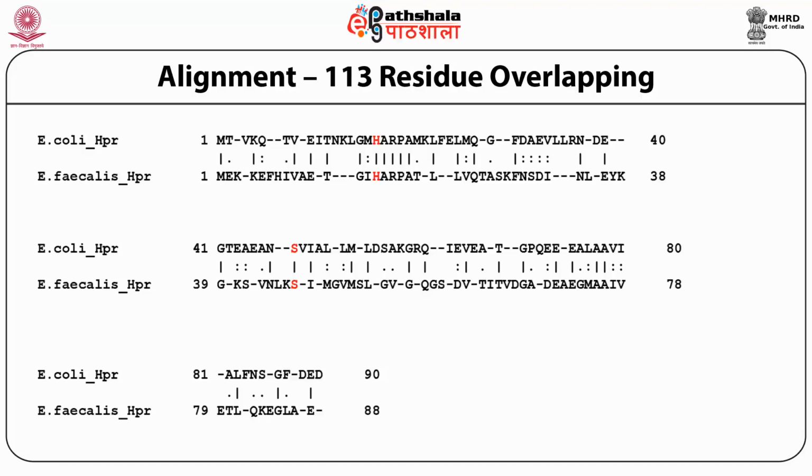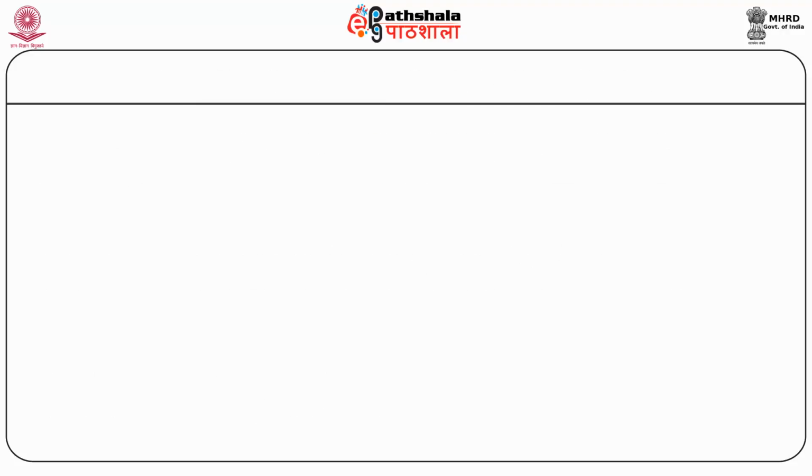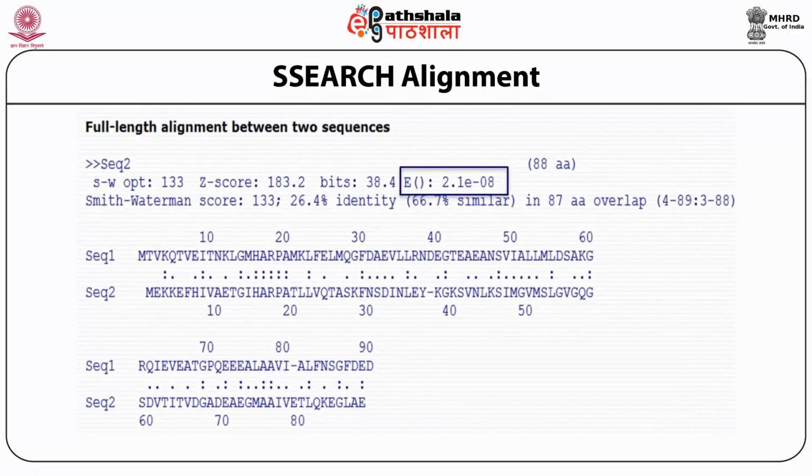Therefore, let us use Smith-Waterman algorithm of dynamic programming between full-length sequences of two unequal length proteins. The E-value shows that the two sequences are having clear homology. Consequently, statistically, it is safe to draw an inference that the two sequences are homologous with 87 amino acids overlap.